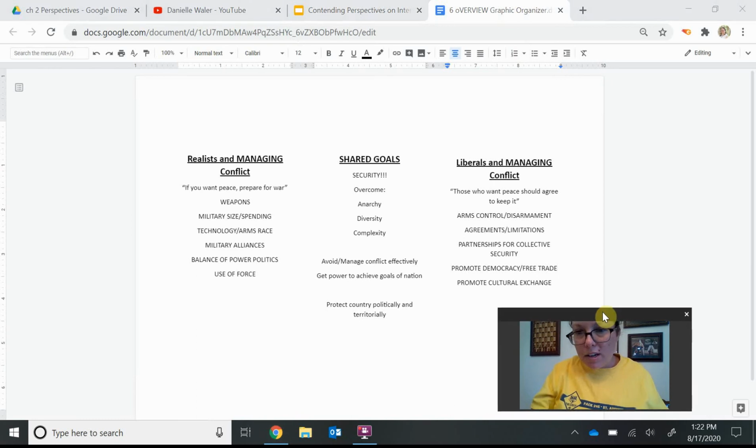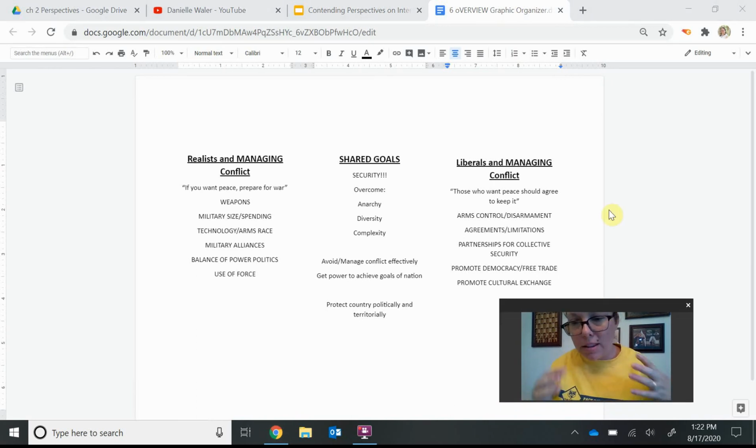And this graphic organizer is really beautiful, and I highly recommend that you make one as well. Just go ahead and make a chart, a T-chart with 3 spots. I put shared goals in the middle, the realist perspective over here, and the liberal perspective over here. Okay, so first I'm going to start by repeating our shared goals.